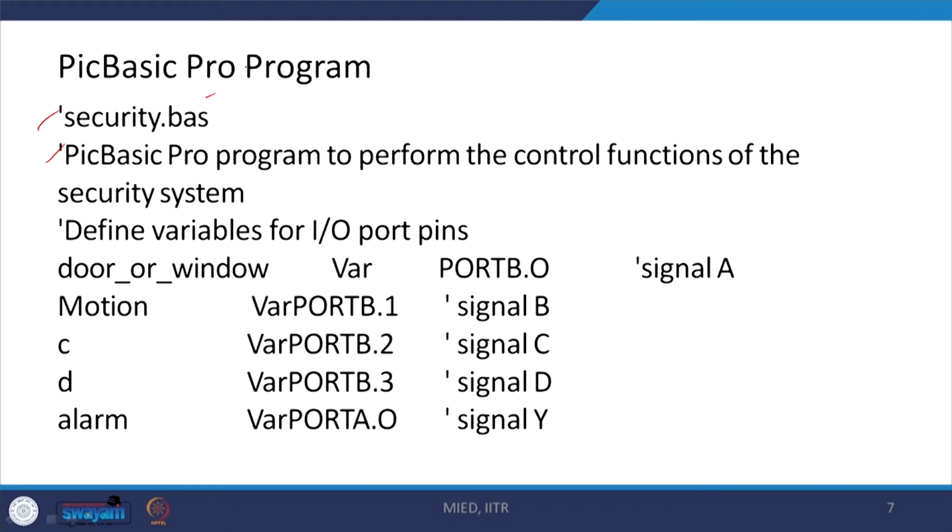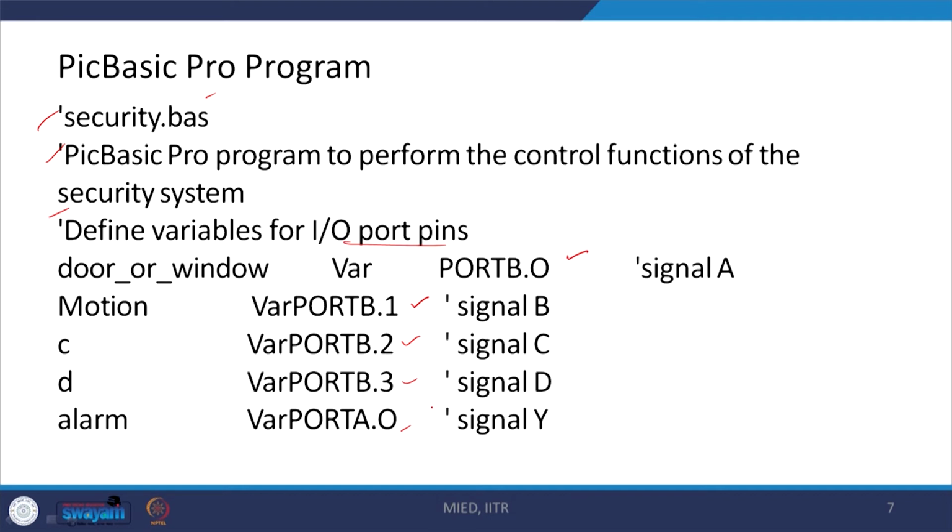These are the comment statements in the file. First, we define the variables for the input and output pins. Door or windows is port B0, motion is port B1, the C variable is port B2, D is port B3, and alarm is A0. This is how we are connecting this one.